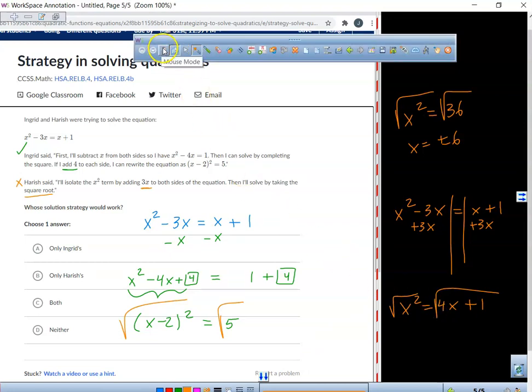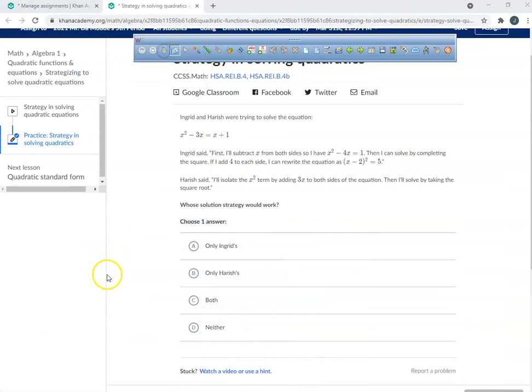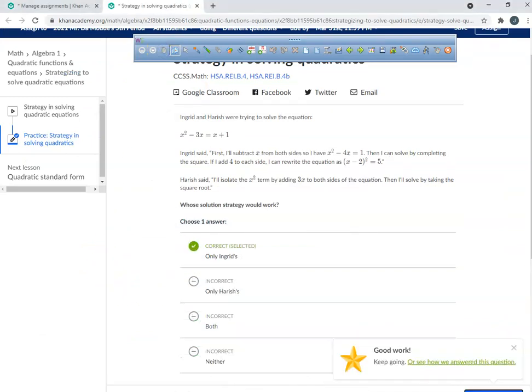Okay? So on this one, who is right? Only what? Only Ingrid. And that's how you guys do them. Okay? Just follow their steps, see if they work. If they're viable, choose them. If they're not viable, do not choose them. Viable means it would make sense, it would work, yeah.